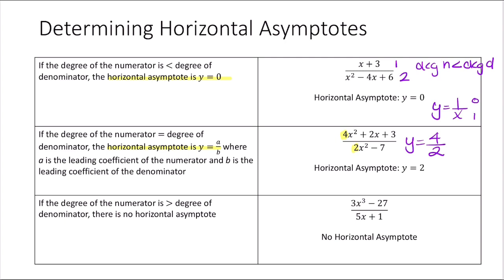If the degree of the numerator is greater than the degree of the denominator, there will be no horizontal asymptote. So in this example, you can see that the numerator has a degree of 3 and the denominator has a degree of 1. So if the numerator has a greater degree than the denominator, no horizontal asymptote. So you only have three possibilities: either y equals 0, y equals the ratio, or there is no horizontal asymptote.